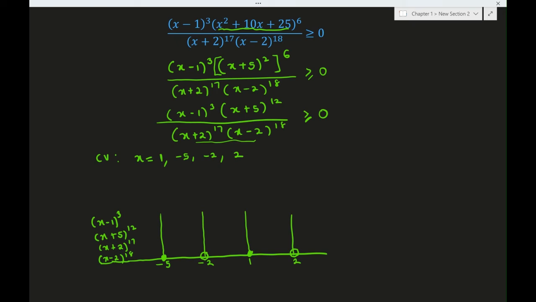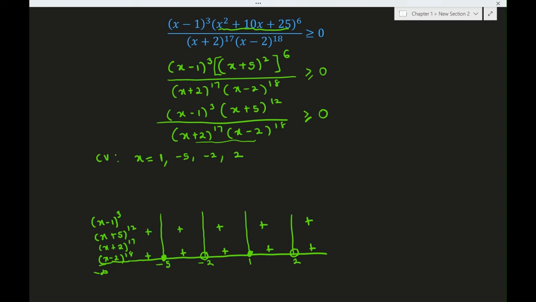Okay, now let's go for the sign test. If you look at this, some of the powers are even, like x plus 5 to the power 12, so it's going to be positive everywhere. The last one also, x minus 2 to the power 18, is also positive everywhere because it's an even power. So now let's test some values.